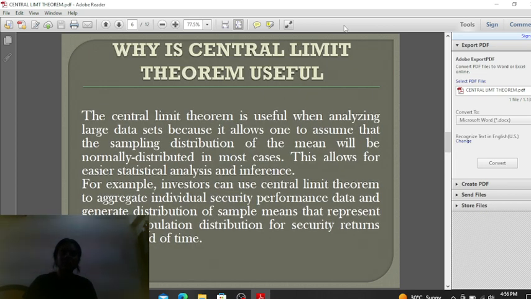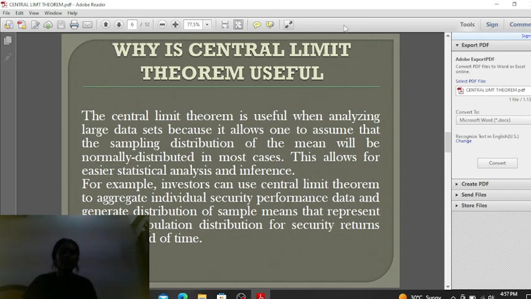So why is the central limit theorem so useful? It is mainly useful because it helps us analyze large data sets, because it allows us to assume that the sampling distribution of the mean will be normally distributed in most cases. And this also allows us to have easier statistical analysis and inference.